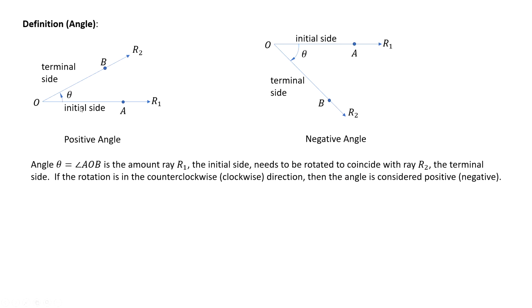How much amount do you need to rotate R1 so that it coincides with R2? That is the angle between R1 and R2. Or that's the same as the angle AOB. And in turn, that is the same as theta.